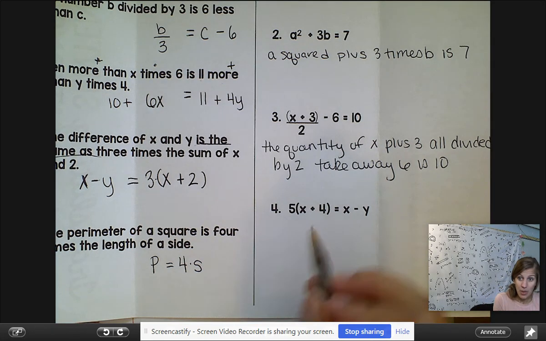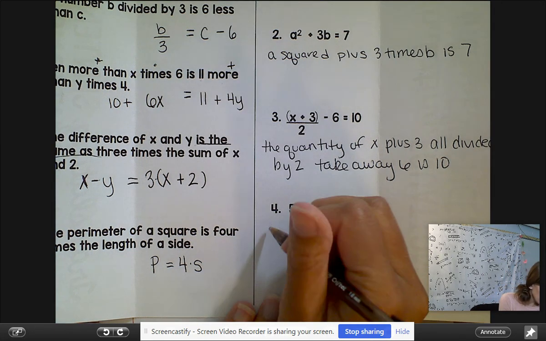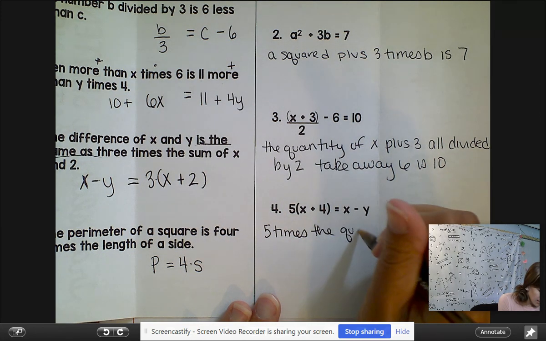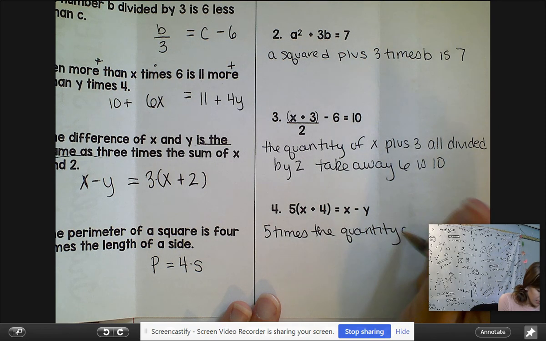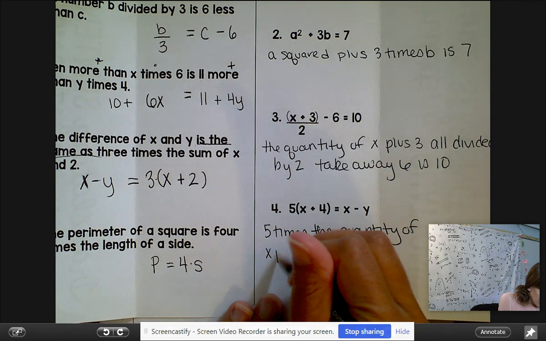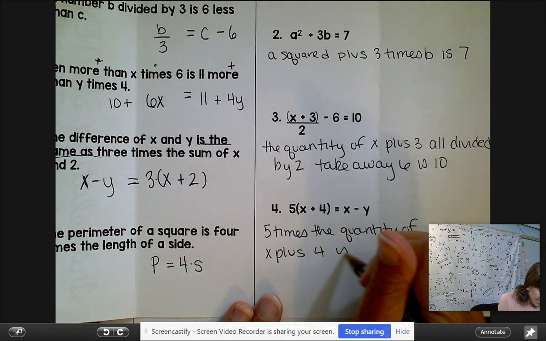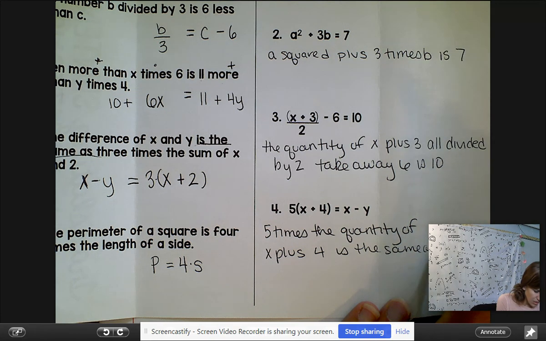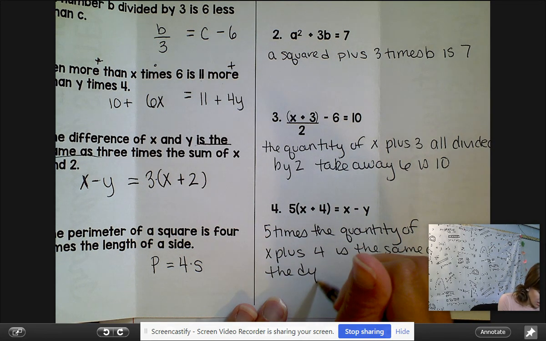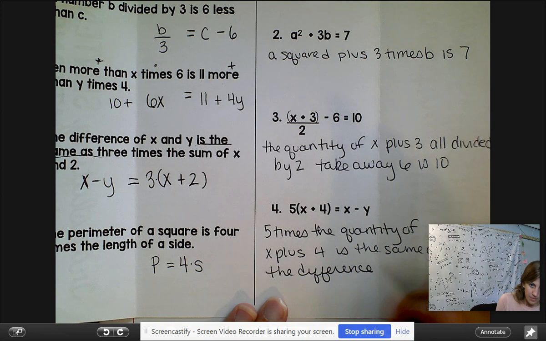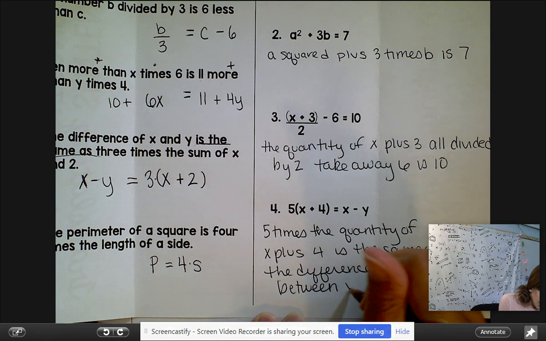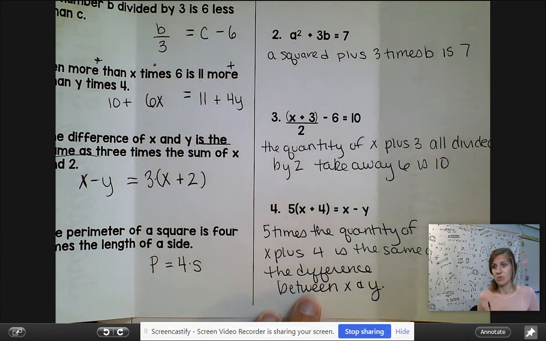And then last but not least, over here, we have some parentheses words, so we might want to think of something fun there, but we'll do 5 times the quantity of x plus 4 is the same as, ooh, that's fun, the difference between x and y. Difference is a really good subtraction word.